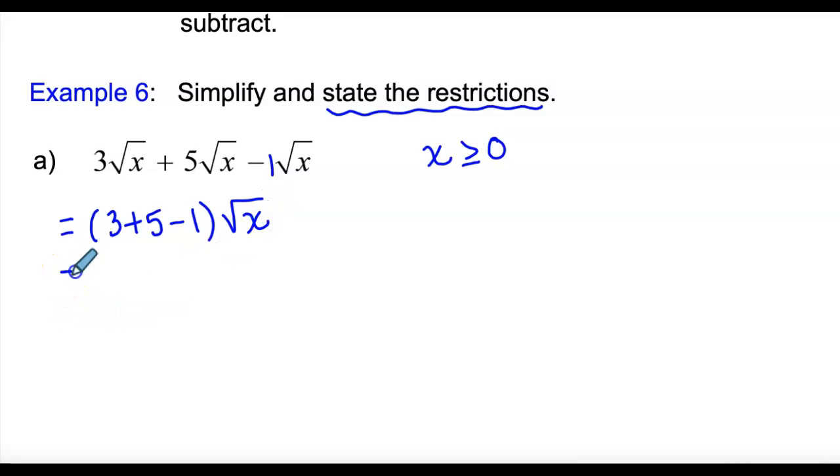And now all we have to do is just to add and subtract these numbers. So we have 3 plus 5, which is 8, minus 1, which is 7, times the square root of x. And since we've already stated our restrictions, and this cannot be simplified, we are done.